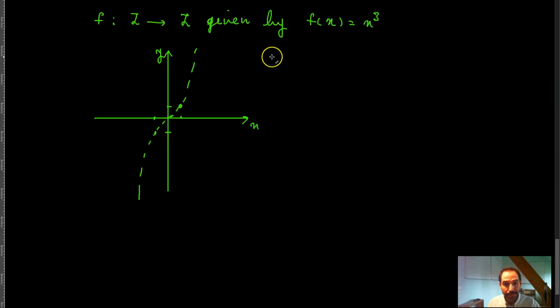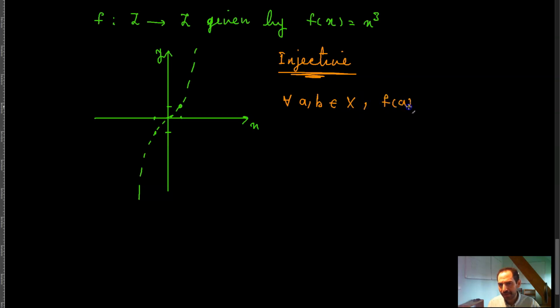Now, to decide whether f is injective, the condition that we have is: for every a and b belonging to the set x, if f of a is equal to f of b, that implies that a is equal to b. If that is the case, then you can say that f is injective, otherwise not.